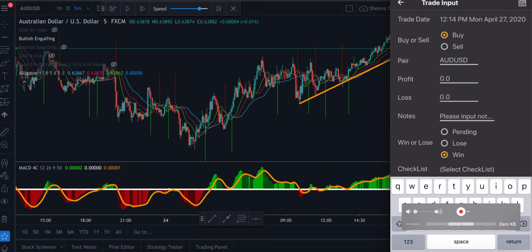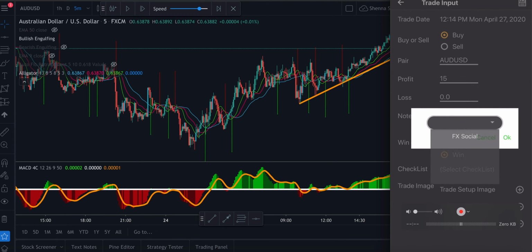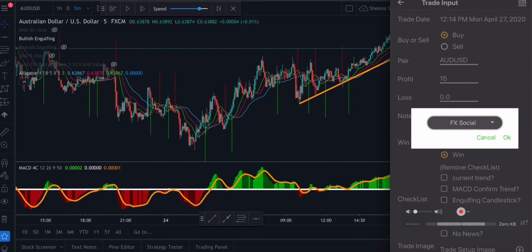And I want to profit. I'm going to gain for 15 pips, for example. We're going to put that for example for now. And I'm going to bring my checklist up. And so I'm going to look for each part.